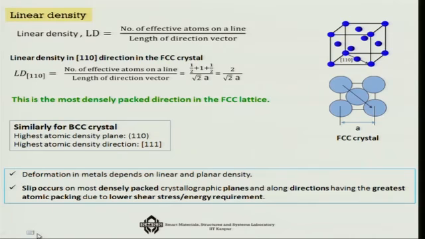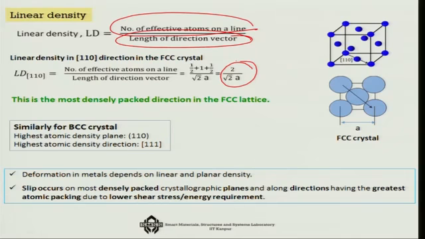Now, the linear density you can also find out. In that case it is the number of effective atoms on a line divided by the length of the direction vector. In a direction like 1 1 0, you can find out that it will become 2 over root 2a. And in fact, the 1 1 0 direction is again one of the most densely packed directions in the FCC lattice. For the BCC also it is similar: the highest atomic density direction is 1 1 1 and the highest atomic density plane is 1 1 0.